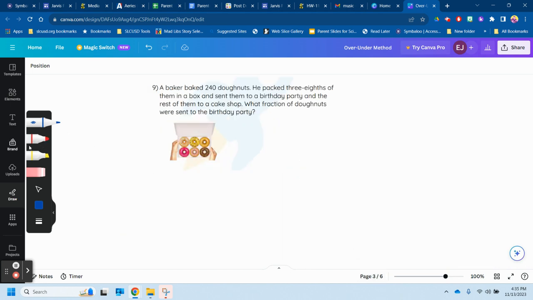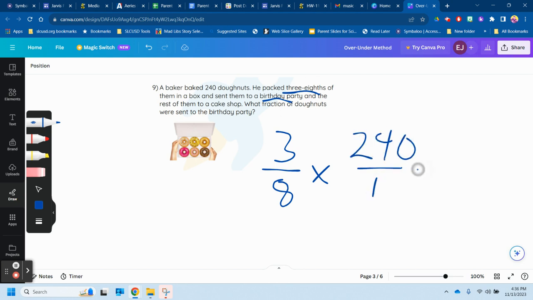So a baker baked 240 donuts. He packed 3/8 of them in a box and sent them to a birthday party. So 3/8 went to a birthday party, and the rest of them to a cake shop. What fraction of the donuts went to the birthday party? 3/8 of 240. And I can write 240 as 240 ones. So can I cross cancel here? Or 3/8 can't be simplified?